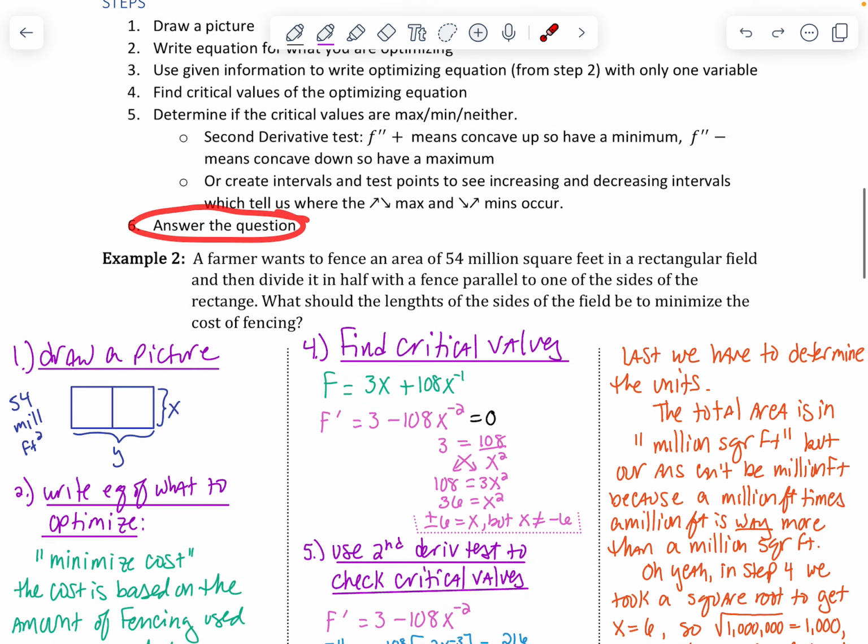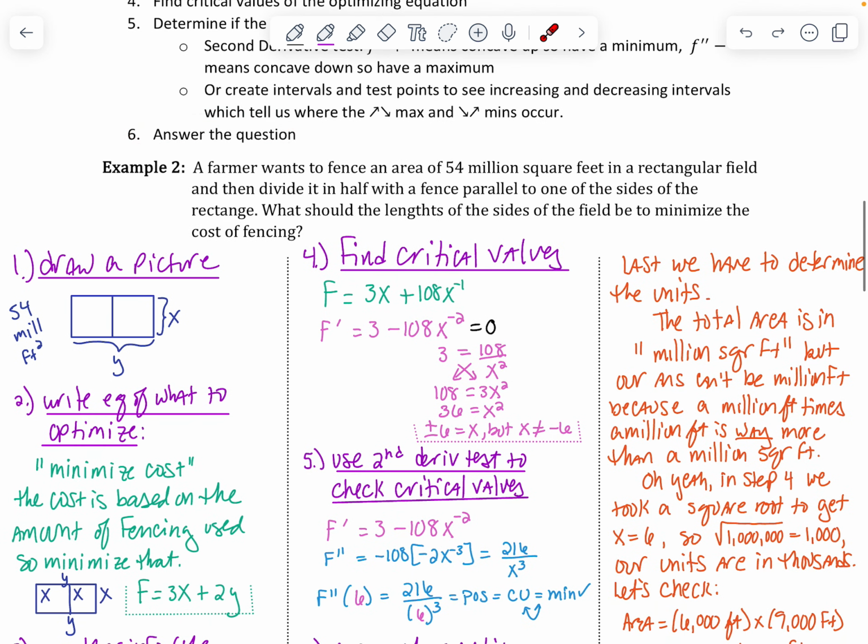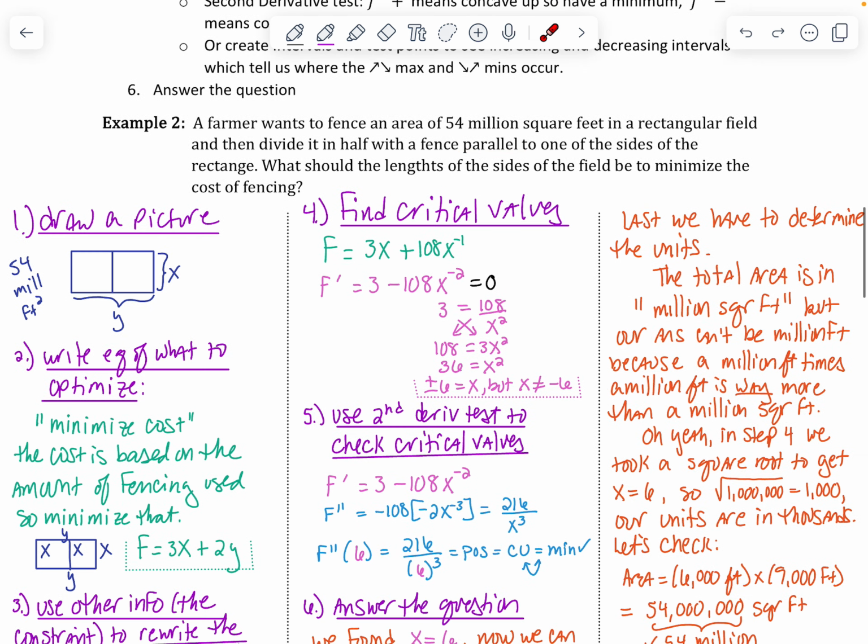And then be careful to answer the question as asked. It's not always the value you found. Example 2. A farmer wants to fence in an area for 54 million square feet in a rectangular field and then divide it in half with a fence parallel to one of the sides of the rectangle. What should the length of the sides of the field be to minimize the cost of fencing?